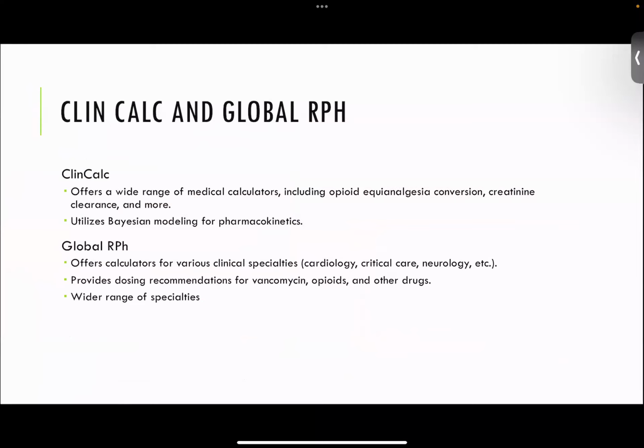ClinCalc offers a wide range of medical calculators, opioid equianalgesia. So if you need to move between different types of opioids, it'll calculate that, creatinine clearance, a lot of other stuff. Global RPH probably has more, is probably broader as far as the number of medical specialties that it includes. I really like ClinCalc better for most things, not everything, and it does have Bayesian kinetics. Global RPH doesn't.